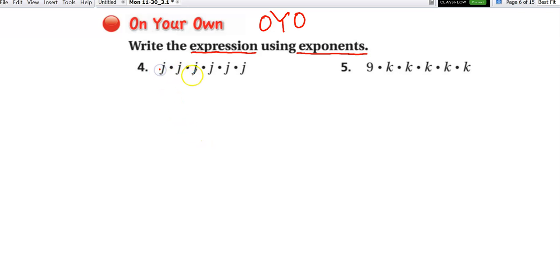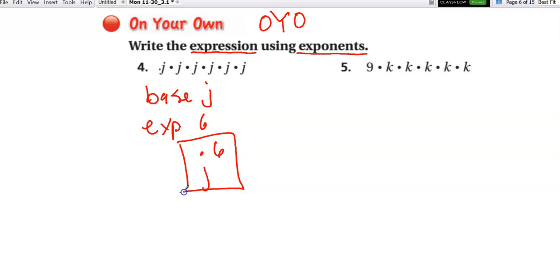Notice that there's 1, 2, 3, 4, 5, 6 j's. So my base is j, and the exponent is 6. You don't have to write this every time. I'm just writing it so that you know where I'm getting these variables and numbers from. So this is the same thing as j to the 6th. It is so much easier to write j to the 6th than to write out all those j's.